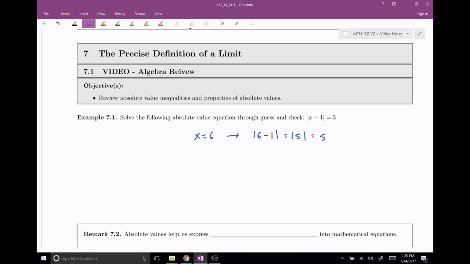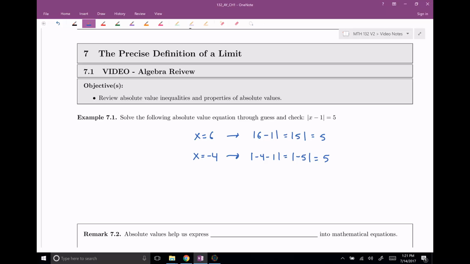All right, next up, this one's a little more difficult. It takes a little bit of thought, but x equaling -4 will also work. So if I plug in -4 everywhere I see an x, I get -4 minus 1. That's going to be the absolute value of -5, and the absolute value of -5 is 5. So there we go. These are two solutions, and in fact they are the only two solutions to this absolute value equation.